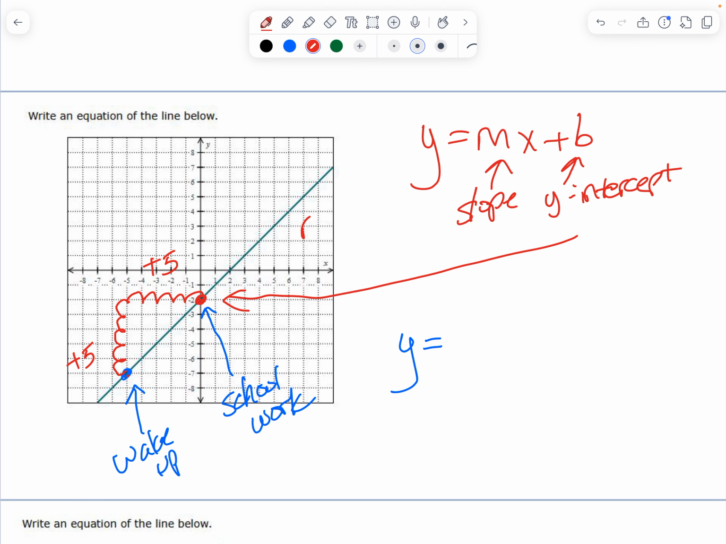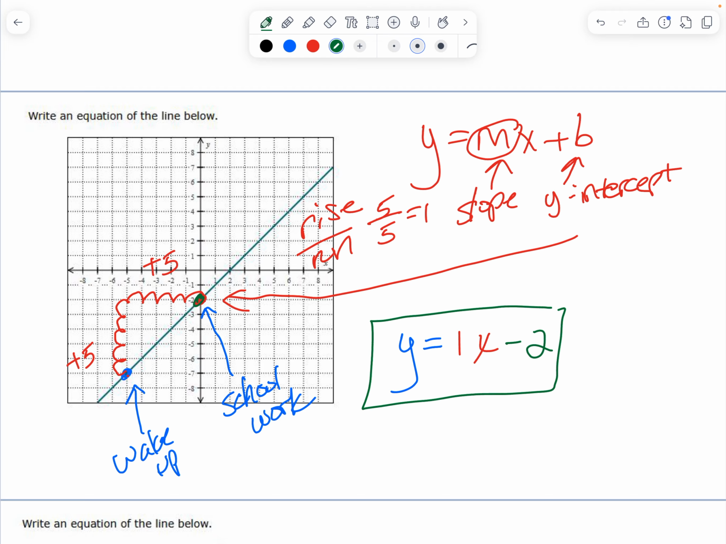Now slope is always rise over run. So we have 5 over 5, which is equal to 1. So our slope is 1. And then we're going to put an x next to it. And then the y-intercept is right here at -2. So this is your equation of the line. Hopefully you got the same thing.